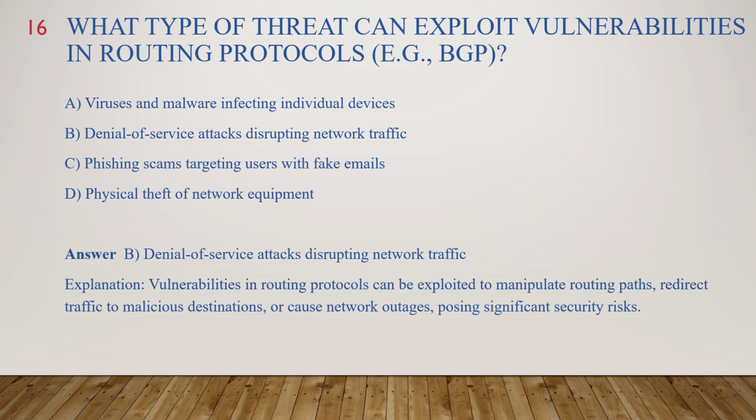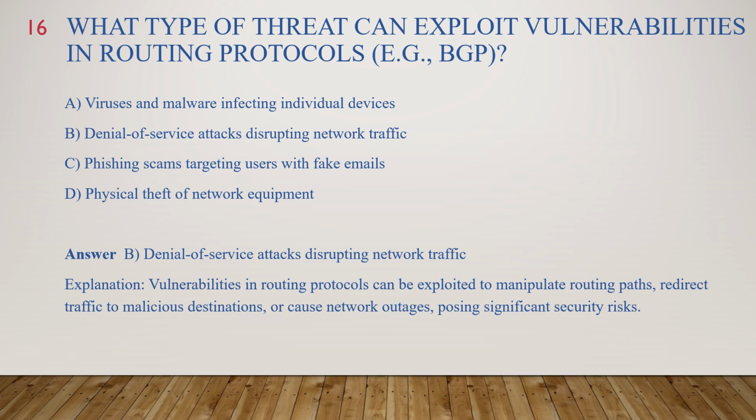C. Phishing scams targeting users with fake emails. Phishing attacks target user behavior and social engineering, not exploiting vulnerabilities in routing protocols. D. Physical theft of network equipment. While physical theft can compromise any network element, it's not directly related to vulnerabilities in BGP or routing protocols.